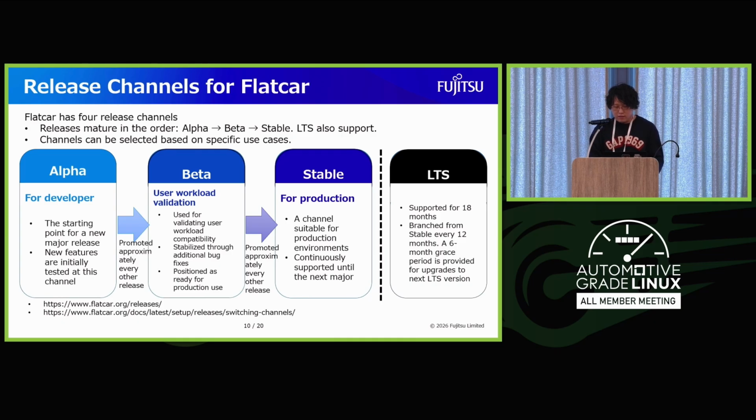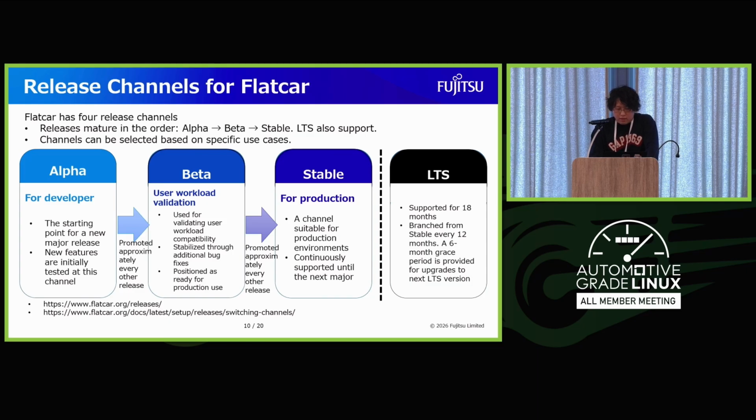The beta channel is used to check compatibility with user workloads. It provides releases that are close to production ready. Then some beta releases are promoted to stable. The stable channel is for production environments. It is supported until the next major release.